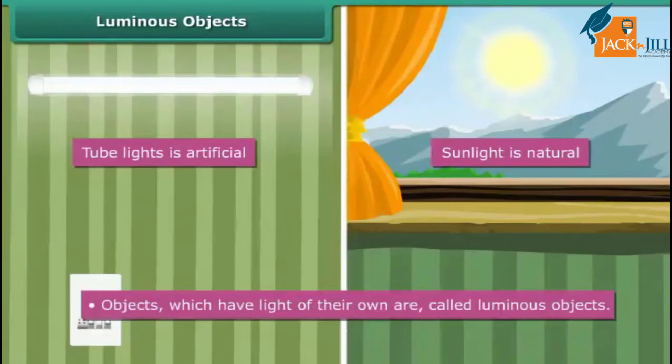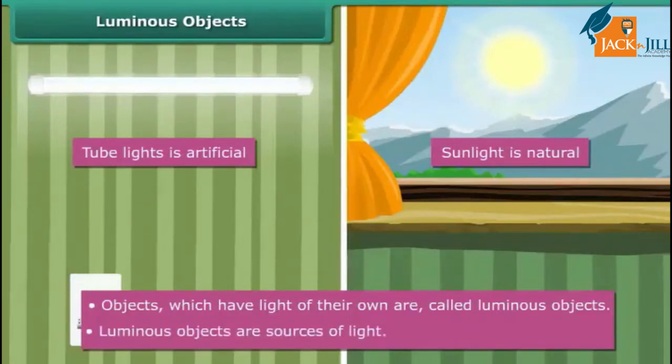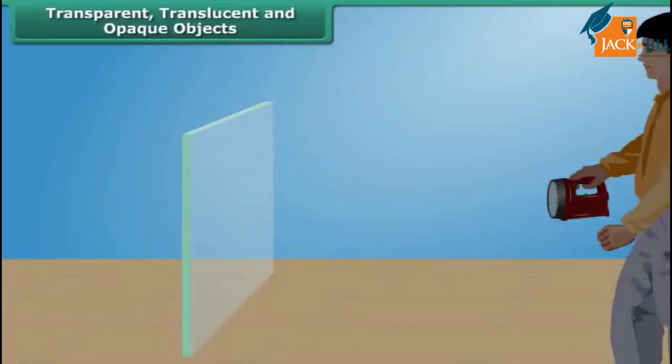Objects which have light of their own are called luminous objects. Thus, in our example, both sun and tube lights are luminous objects. Sun is a natural luminous object, and tube lights are artificial, man-made luminous objects. Luminous objects are sources of light. Objects are classified as transparent, translucent, or opaque depending upon their treatment of light.